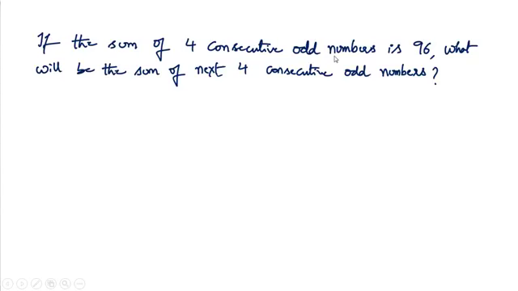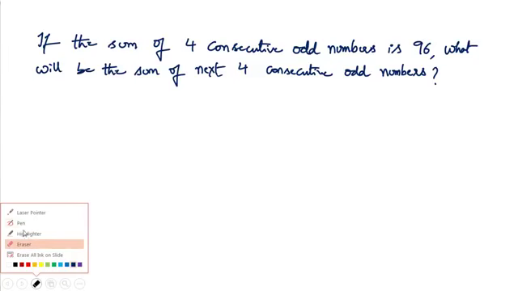Try to solve this. It says the sum of 4 consecutive odd numbers is 96. What will be the sum of the next 4 consecutive odd numbers? Get the answer?